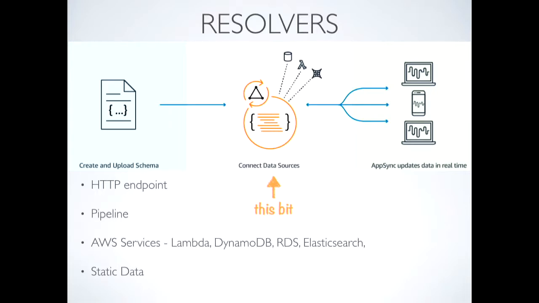So a resolver can be an existing HTTP endpoint. So if you have existing REST APIs and you just want to make them more efficient for a mobile app, you can just put them behind a GraphQL API. There's no problem with doing that.